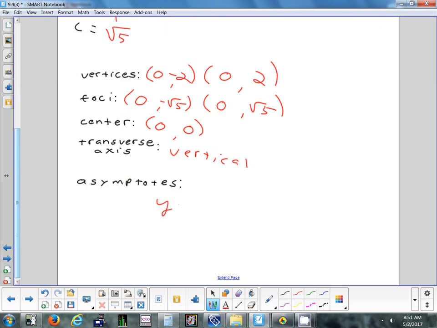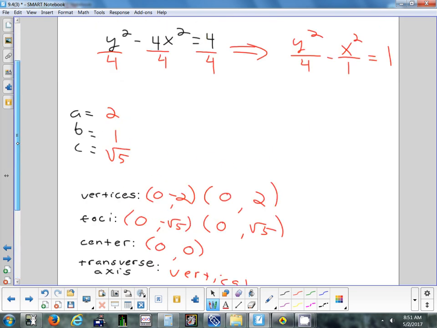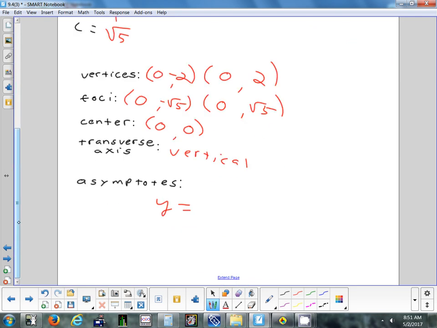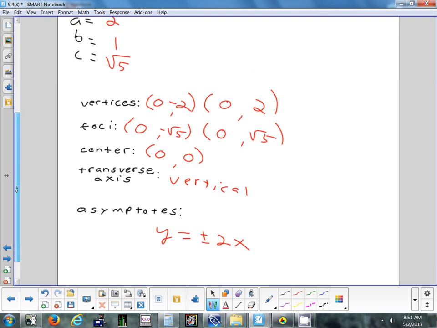So asymptotes. What would be my asymptotes here? 2. Positive or negative 2x. Again, not a bad one to graph if you had to graph the asymptotes, because you have a nice slope to work with. Okay, questions on that one?